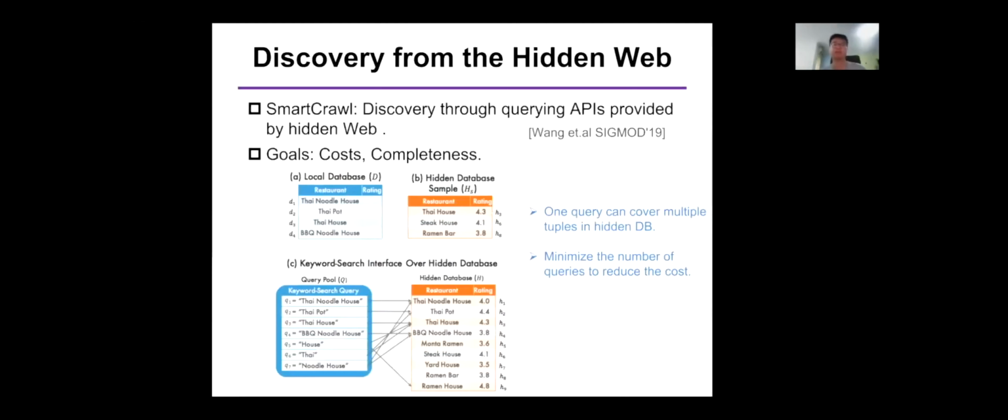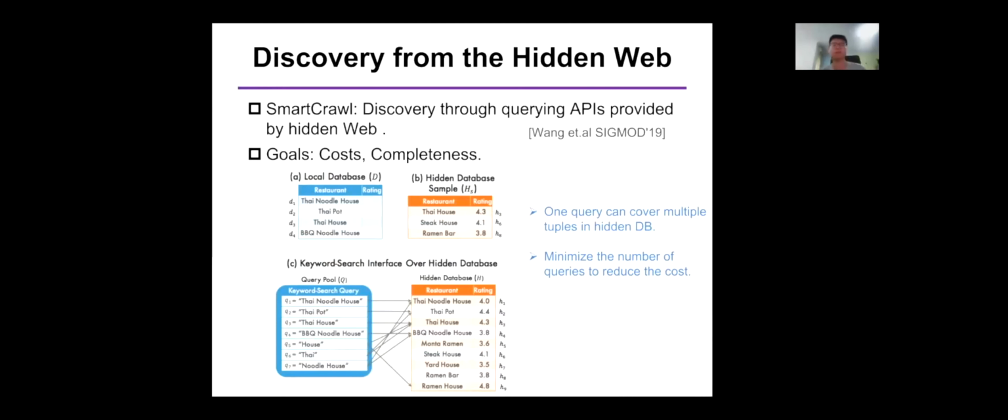Then let's discuss how to discover from the hidden web. SmartCrawl aims to discover from the hidden web by querying APIs like Yelp and DB4AI. For example, we want to discover the rating attribute of the restaurant by querying Yelp, but the number of queries is limited or the query is not free.